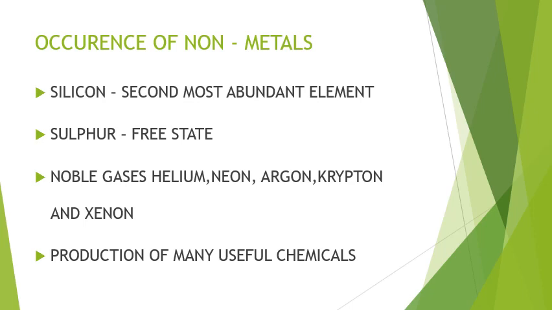Sulfur. Sulfur occurs in the free state in the earth crust. In the combined state, it occurs in rocks as metal sulfates and sulfides. It also occurs as hydrogen sulfide, which is present in petroleum and natural gas. Noble gases such as helium, neon, argon, krypton, and xenon occur in elemental form in the air. Extraction of nonmetals from their sources is equally important. Nonmetals so obtained help in the production of many useful chemicals.